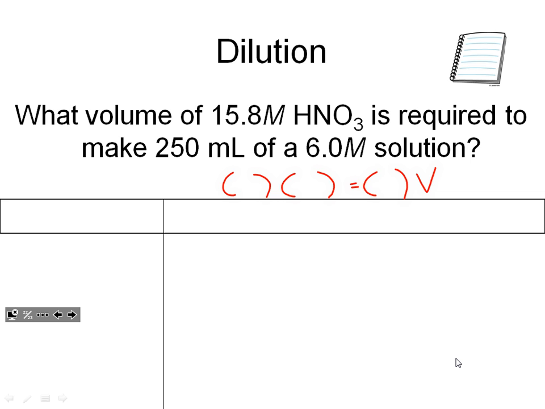So what volume of 15.8 molar nitric acid is required to make 250 milliliters of a 6 molar solution? Okay? So doing that, I'm going to hand out your worksheet, which we will do a couple problems for.